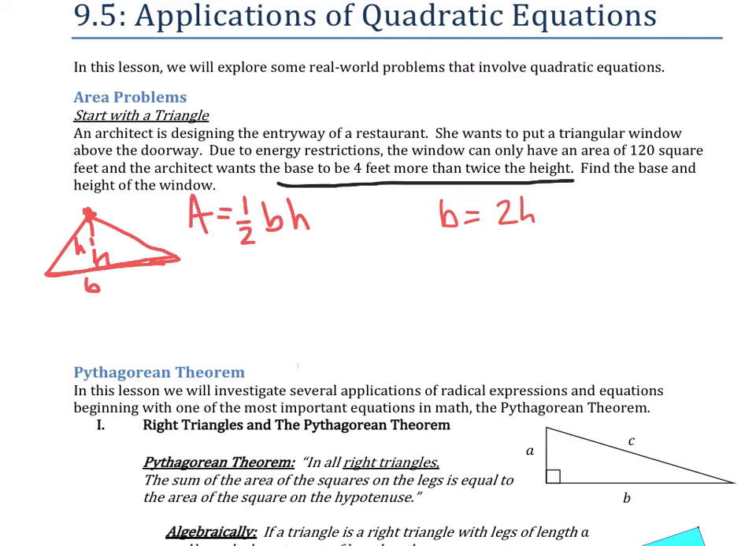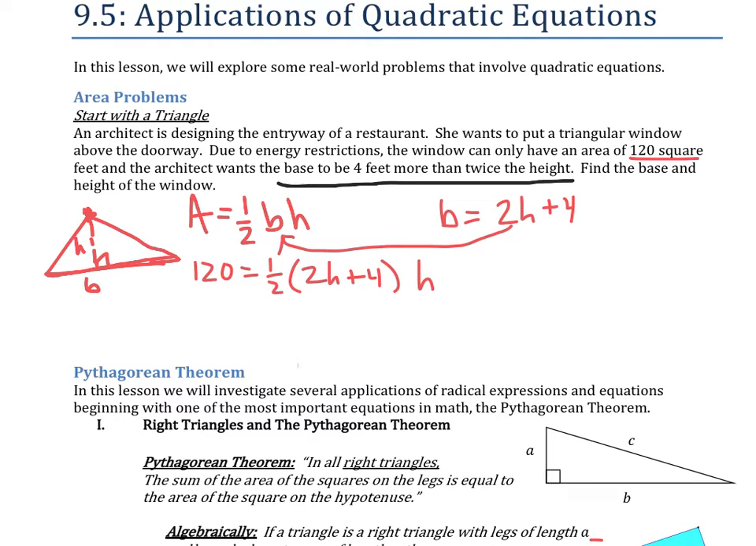Well, twice the height is 2h plus 4. Well, now we know that this can be substituted into here, and we also know that we need 120 square feet. So we want to maximize, we want it as large as possible. Okay, so we want 120 is going to be our area, and we got 1/2, and in place of b, we're going to put this expression 2h plus 4, and we're just going to copy the h. So we substituted for the area that we knew, and the base that we know.